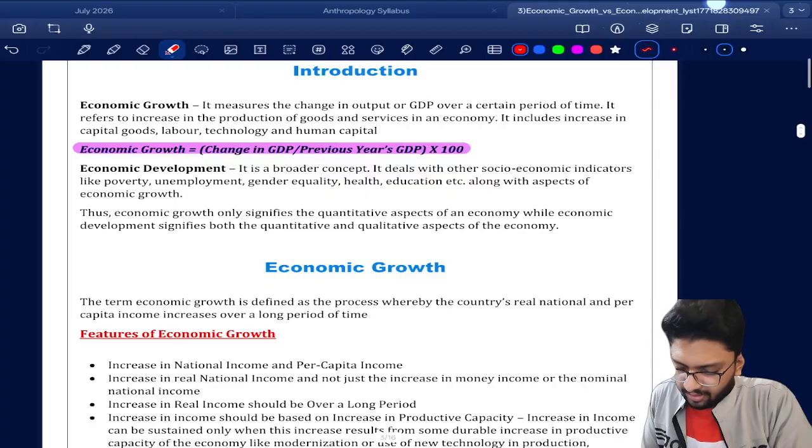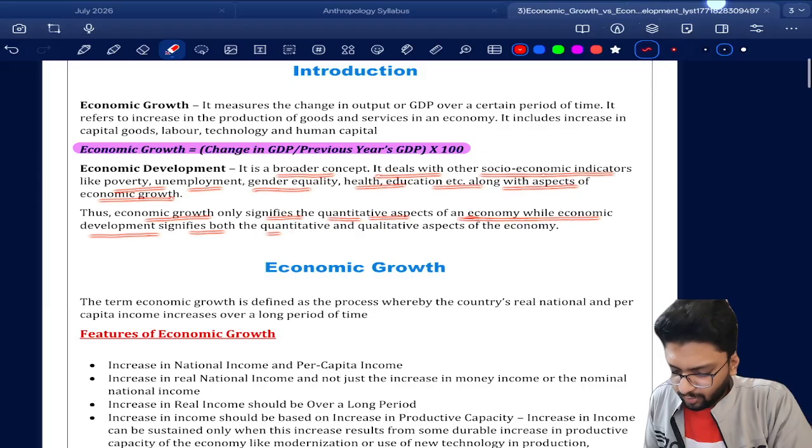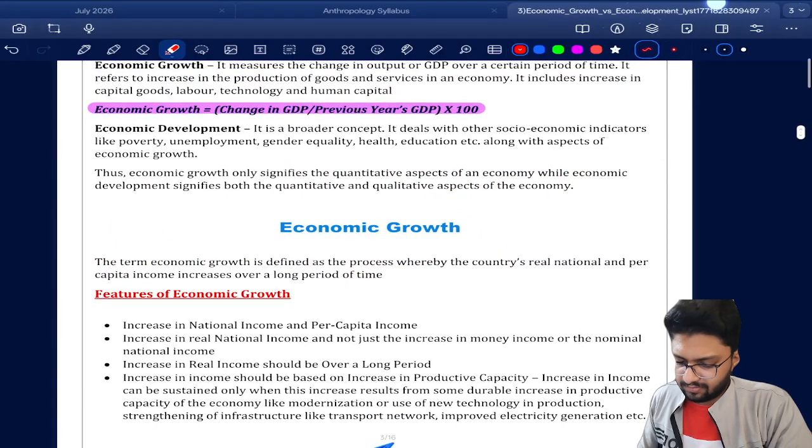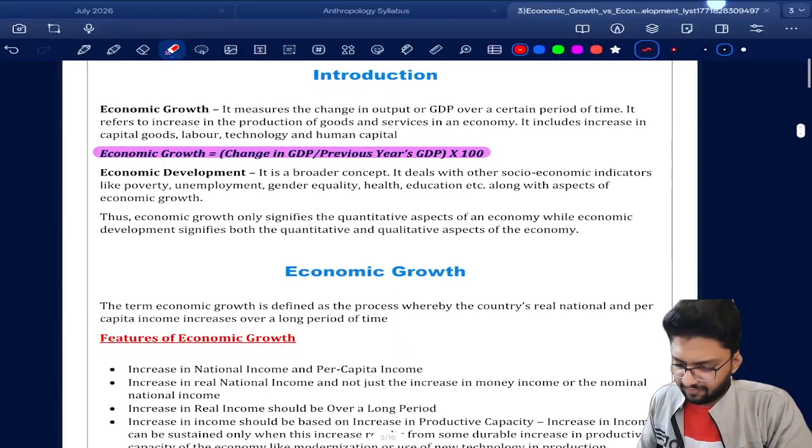Economic development is a broader concept. It deals with other socio-economic indicators like poverty, unemployment, gender equality, health, education, etc., along with aspects of economic growth. Thus, economic growth only signifies the quantitative aspects of an economy, while economic development signifies both quantitative and qualitative aspects of the economy. Economic development is subjective.